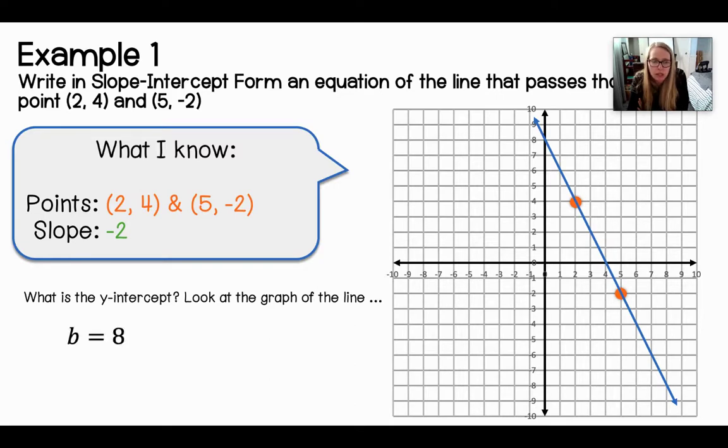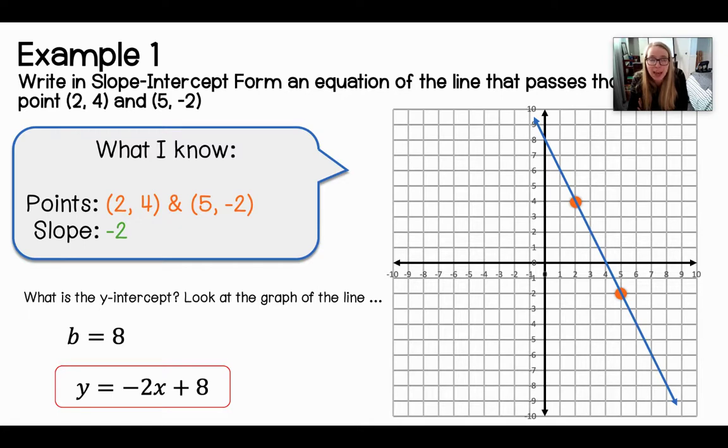So it does cross at 8. I made sure I was accurate in my graph. And then I can plug that into y equals mx plus b. So our slope is -2. Our y-intercept is 8. And now we have our equation. So just another way to think about it and check your work.